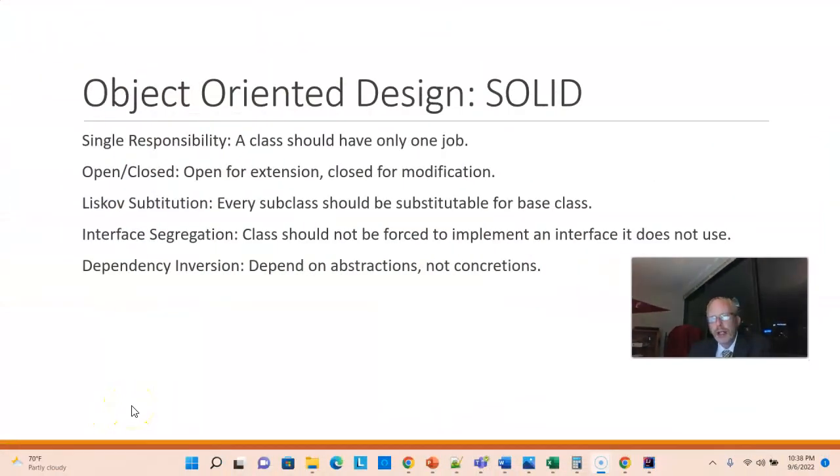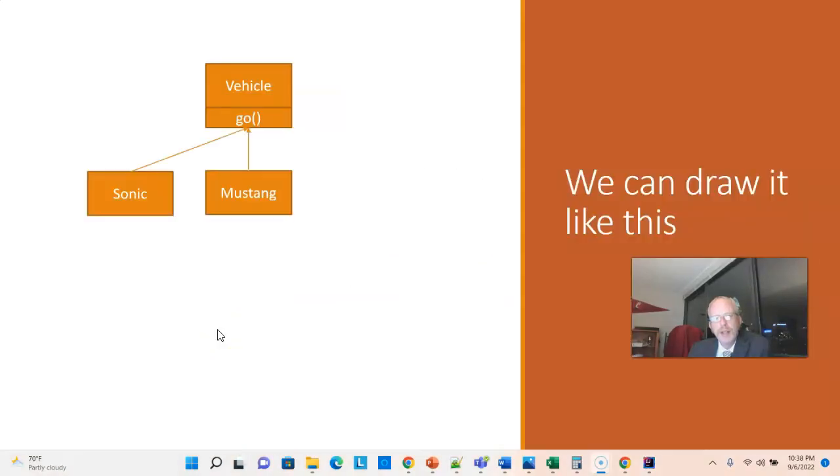Interface segregation, we're not going to cover that one just yet because we need to understand what interfaces are. But dependency inversion is actually closely related to Liskov substitution as well. And what that means is when we have our abstraction up here and we have some concrete classes down here, anything that needs to deal with a vehicle should deal with the abstract type at the top, the vehicle. It shouldn't deal with those subclasses unless it's absolutely necessary for some reason.